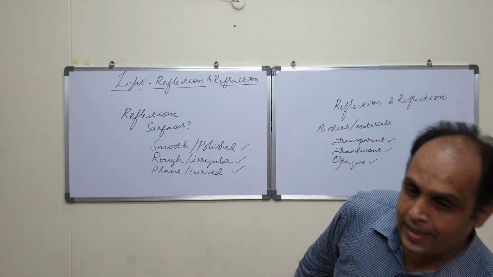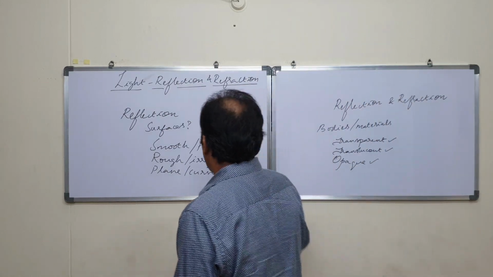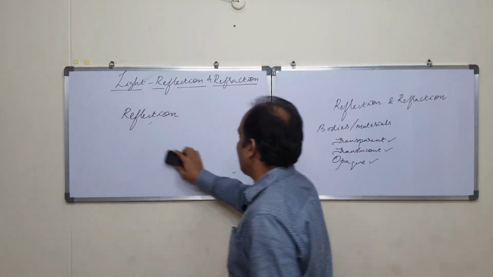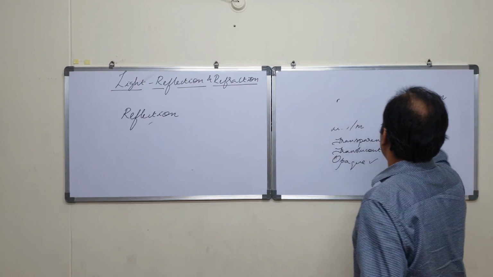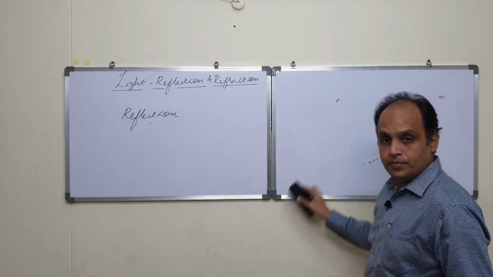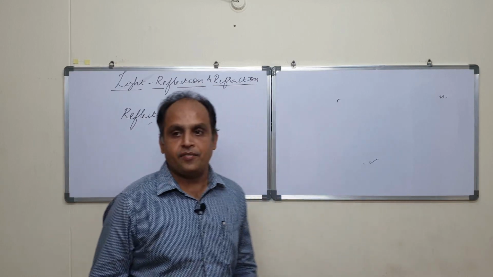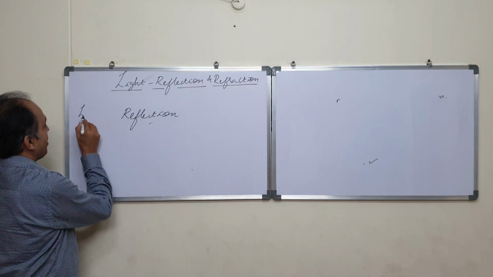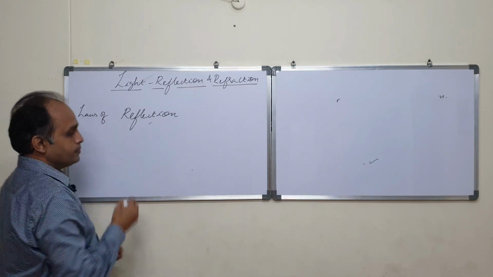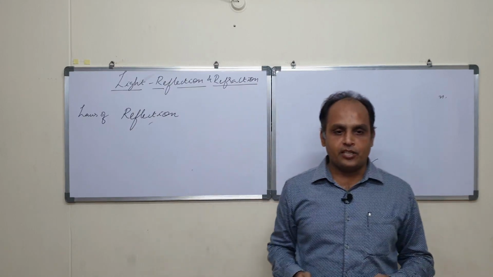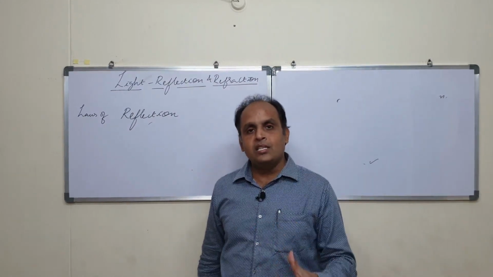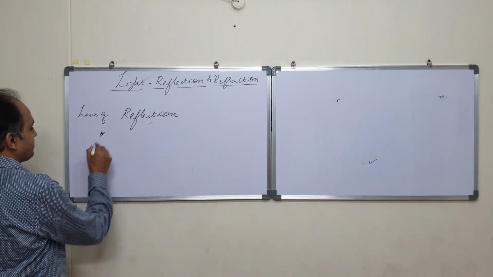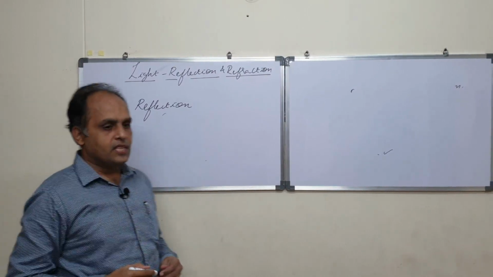We also need to understand that whenever light gets reflected, it obeys certain laws. When light gets reflected, it obeys certain laws, which we call the laws of reflection. So what are these laws of reflection? You have already learnt them in your lower classes. There are two laws of reflection.